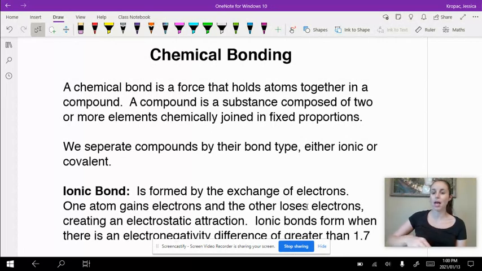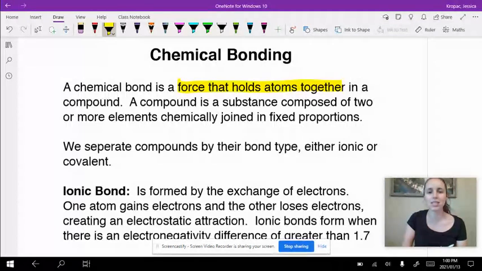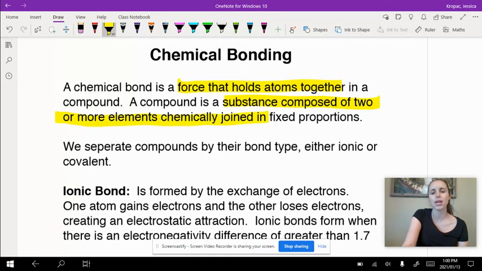Before we get into naming, I just want to remind you a little bit of those chemical bonds. A chemical bond is a force that holds atoms together in a compound. So that's actually what we're going to be looking at now, is naming compounds. A compound is a substance that's composed of two or more elements chemically joined together in fixed proportions. So we're going to be looking at naming compounds, different groups of atoms joined together in fixed proportions.